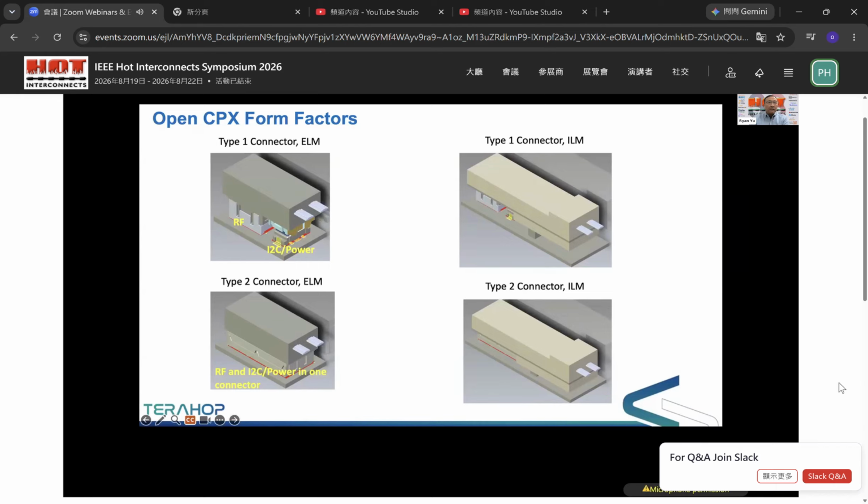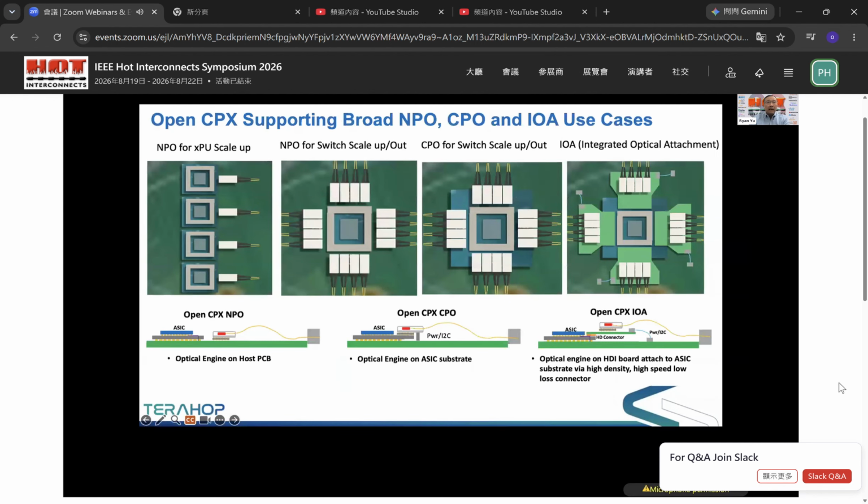Then the second row is the type 2 connector. Basically, these are more purpose-built connectors. They allow you to integrate both RF and power I2C in one connector system. This way, you have a simpler connecting system for both the external laser and internal laser versions. Here again, just to show you the diversity and rich combination of deployment scenarios.